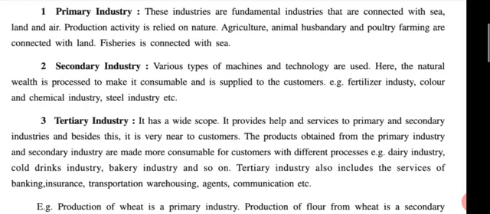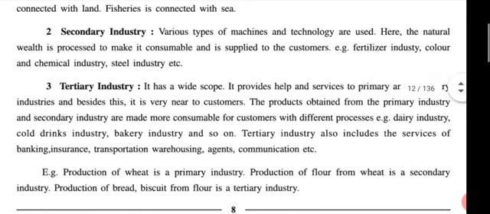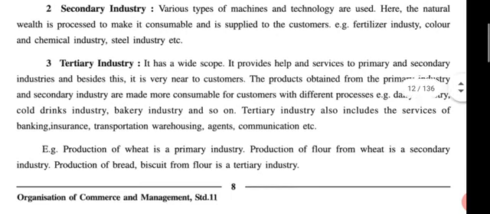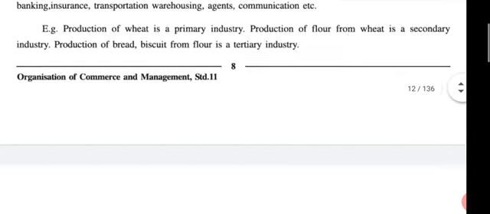For example, like bakery industries, production of wheat is primary, right? And production of flour from the wheat, it is secondary. And production of bread from the flour, it is called tertiary. So it is a combination of three classifications of industries: primary, secondary, and tertiary. Tertiary industry also includes the services of banking, insurance, transportation, warehousing, agents, and communication, etc.